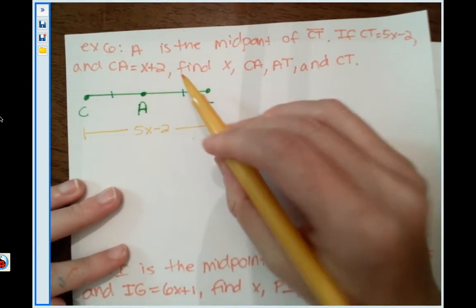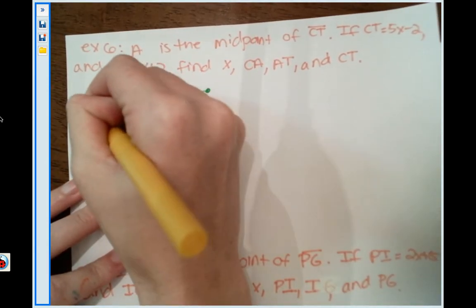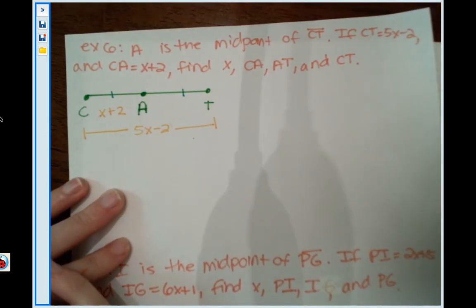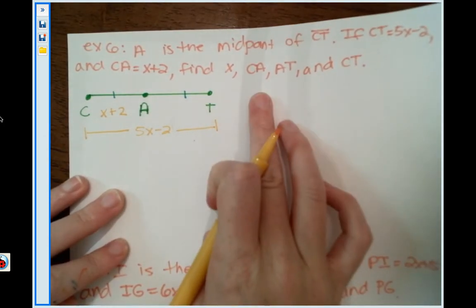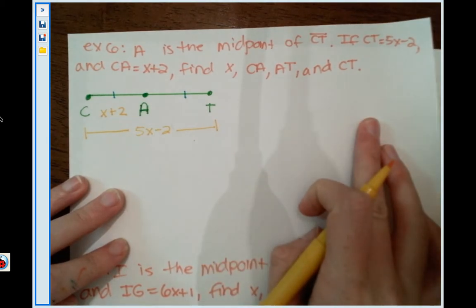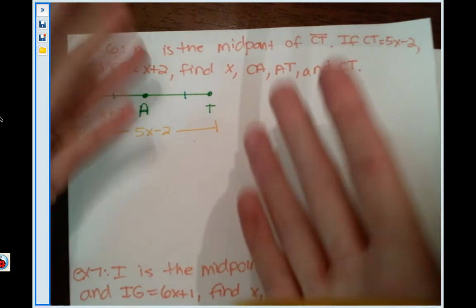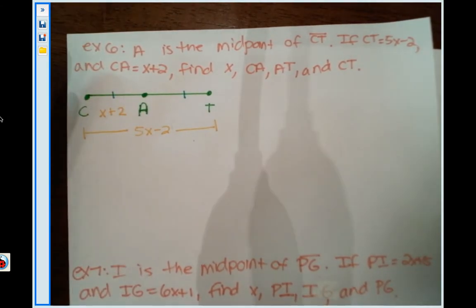It says CA is x plus 2. Using this information, we have to find x, CA, AT, and CT. So there's a lot of stuff we have to find. There are several ways to solve this. I'm going to show you the way that I would solve it, but if you have a different way and get the same answer, then that is perfectly fine.